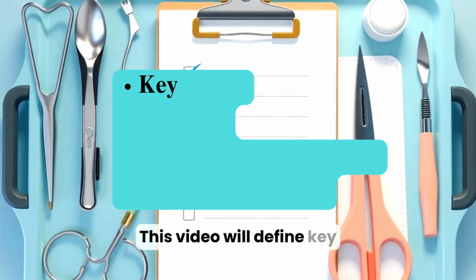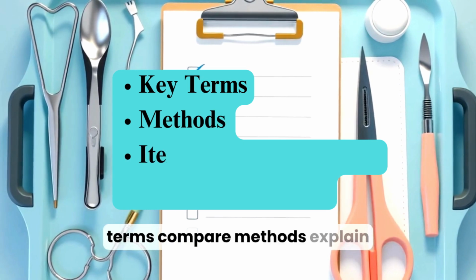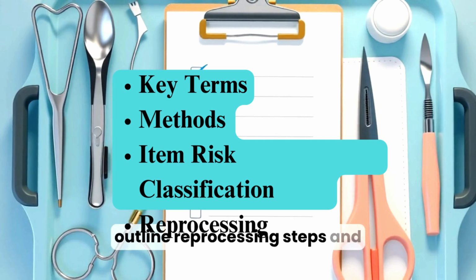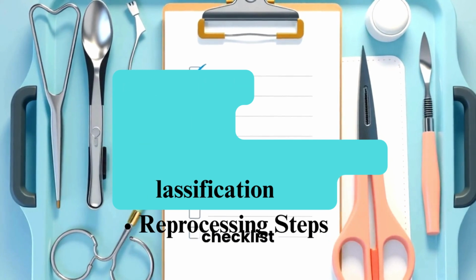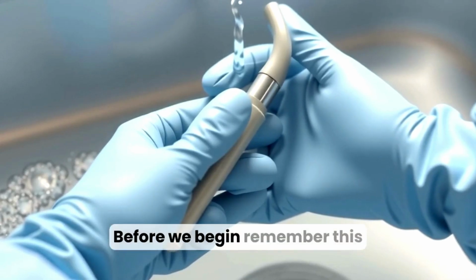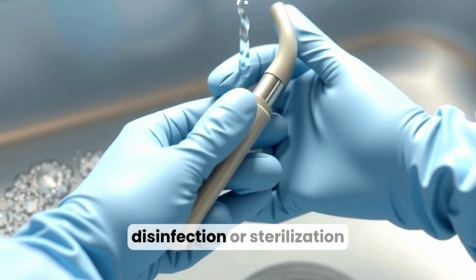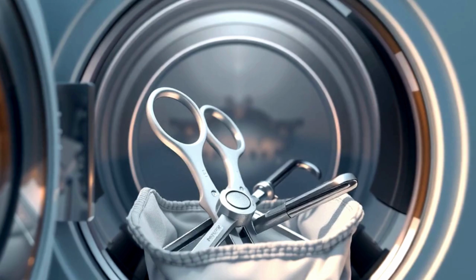This video will define key terms, compare methods, explain item risk classification, outline reprocessing steps, and finish with a short summary checklist. Before we begin, remember this key point. Cleaning is always the first step before disinfection or sterilization.